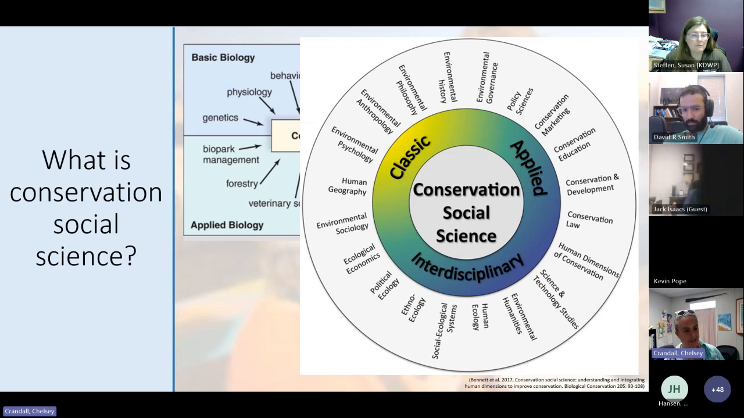And I'll note in the corner here, you see human dimensions of conservation. I'll bring that up because sometimes when people are talking about human dimensions research, they're talking about a more specific field of study that often focuses on things like attitudes, behaviors, preferences. But increasingly, when people talk about human dimensions, they're looking at this interdisciplinary application of all of these fields to understand the human side of things, to where it's almost analogous with conservation social science.